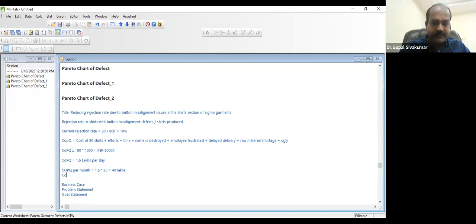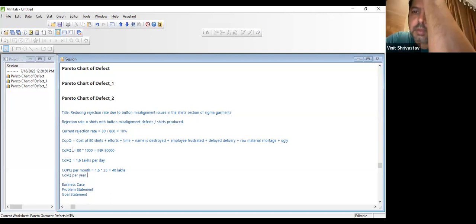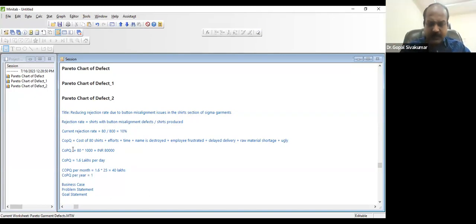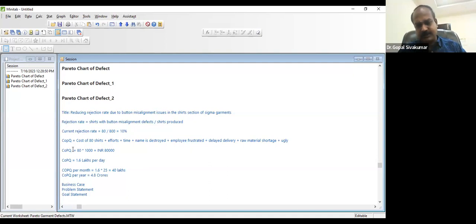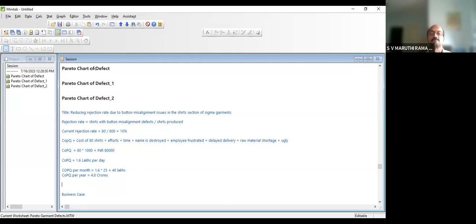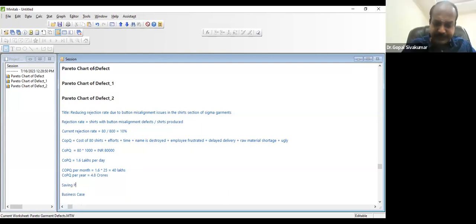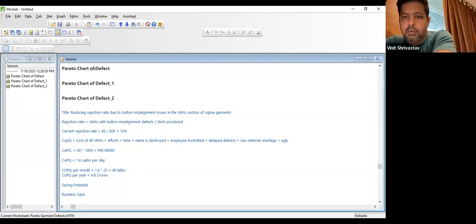So always benefit or loss must be calculated annually. So the cost of poor quality is 40 million into 12. 12 fours are 48. 480 million. Yeah. 4.8 crores. Is it a good project to work on? Yes. So the saving potential is how much? 4.8 crores.